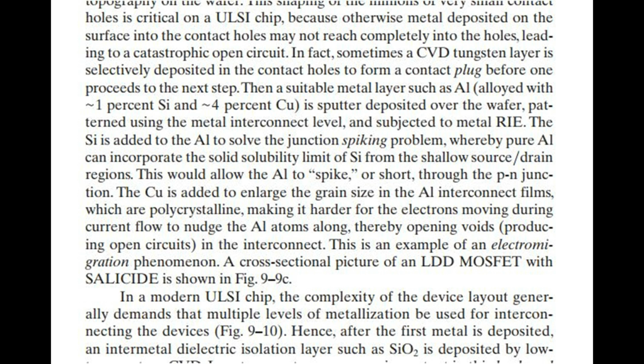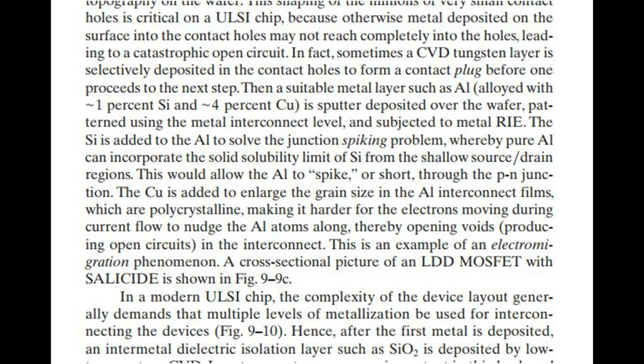Then a suitable metal layer such as aluminum, alloyed with 1% silicon and 4% copper, is sputter deposited over the wafer, patterned using the metal interconnect level, and subjected to metal reactive ion etching. The silicon is added to the aluminum to solve the junction spiking problem, whereby pure aluminum can incorporate the solid solubility limit of Si from the shallow source/drain regions. This would allow the aluminum to spike, or short, through the PN junction.